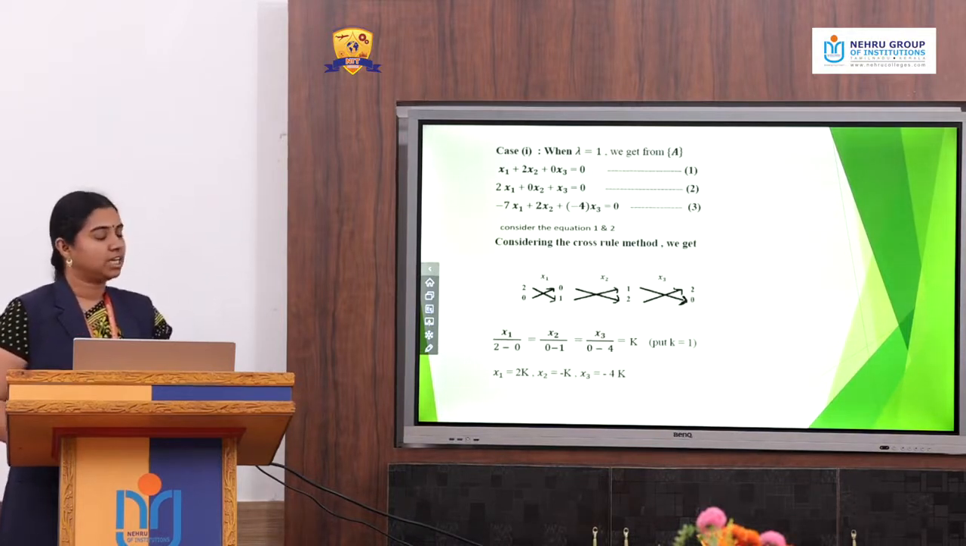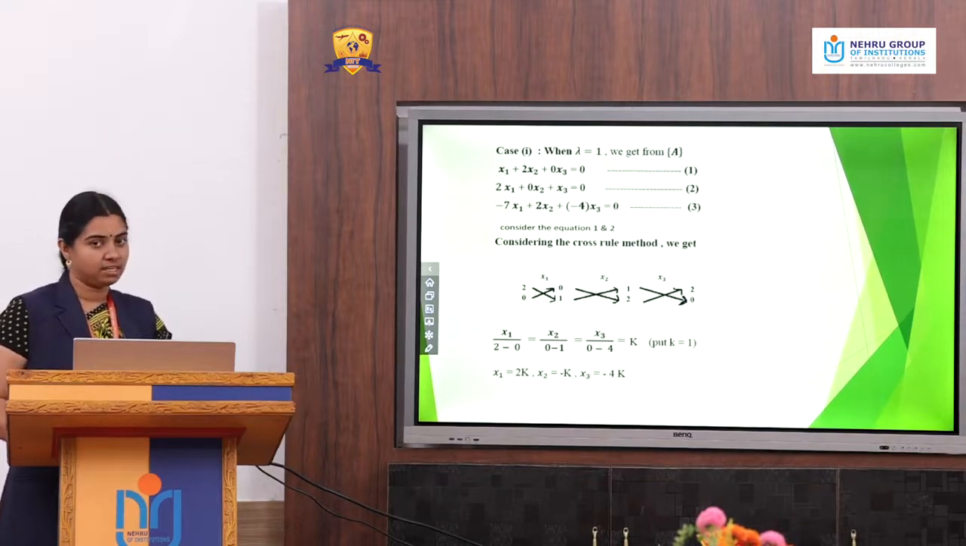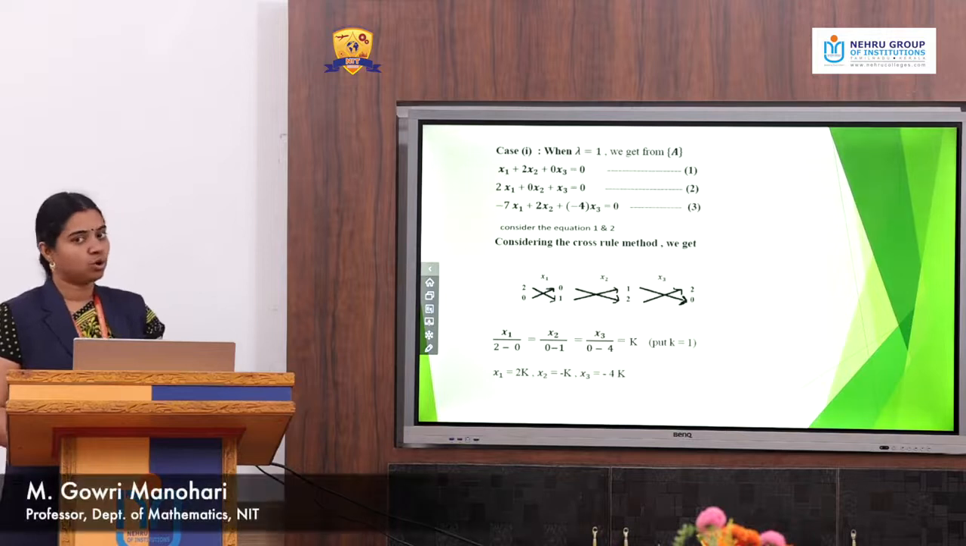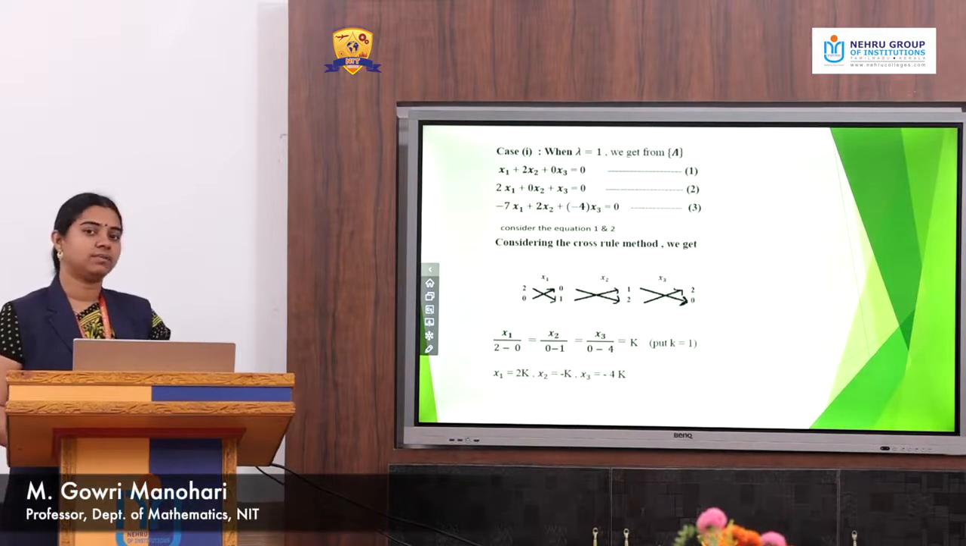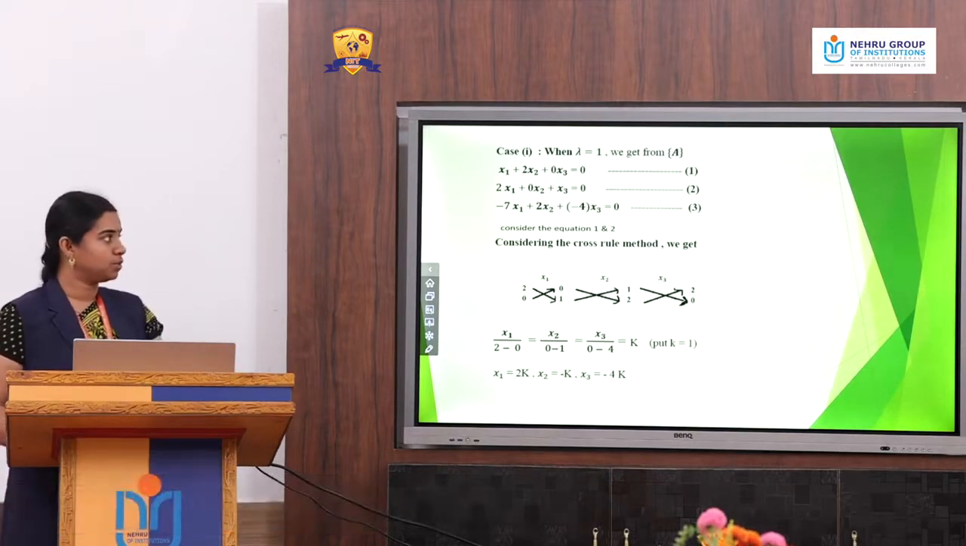We substitute lambda equal to 1 in the previous equations and simplify them. Then we solve for the three variables x1, x2 and x3. So we get x1 plus 2x2 plus 0x3 equal to 0. The second equation: 2x1 plus 0x2 plus x3 equal to 0. And the third one: minus 7x1 plus 2x2 plus minus 4x3 equal to 0.